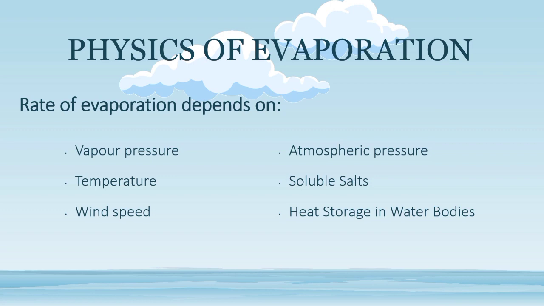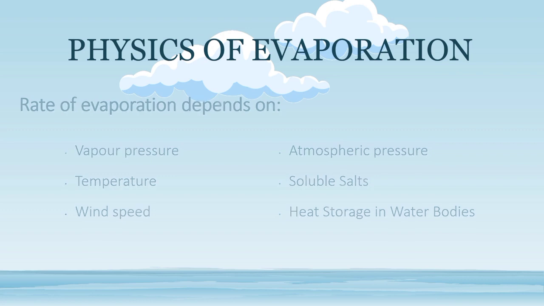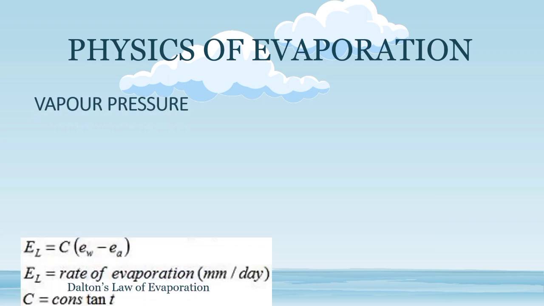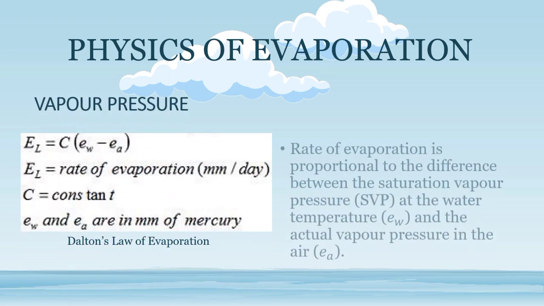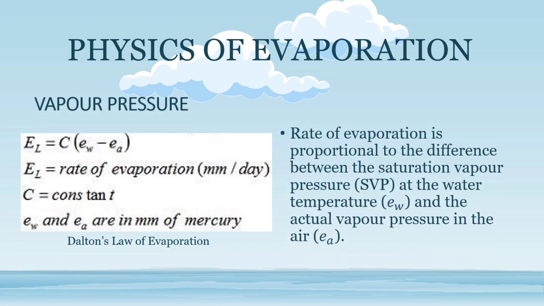Vapor pressure. The rate of evaporation is proportional to the difference between the saturation vapor pressure at the water temperature and the actual vapor pressure in the air. This equation is called Dalton's law of evaporation. Evaporation occurs till the saturation vapor pressure at the water temperature is equal to the vapor pressure in the air.